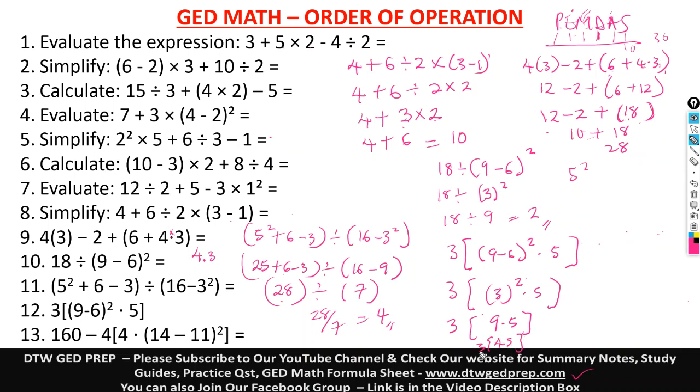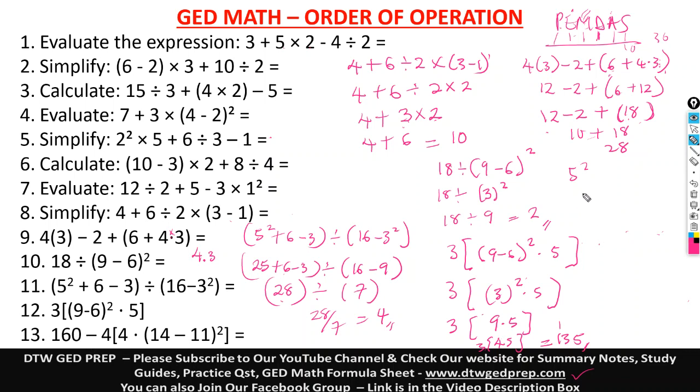Then remember we have a 3 here. So we do a final 3. What do we do? We do a final 3 times 45. What is 3 times 45? That will give us a 5, carry 1, 12, 135. Do you see that? We have a 135.